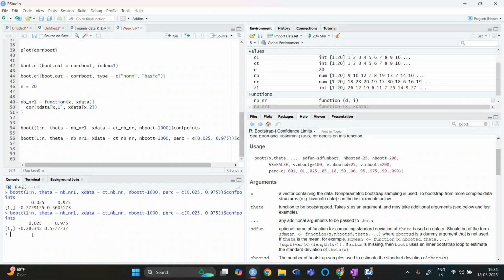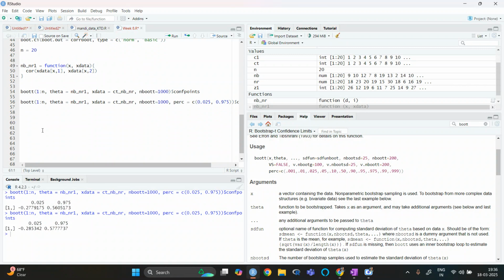So this is the difference between all the other methods and this one. Now the next one is the coefficient of variation. So we have found our mean, the biasness, the standard deviation, and the confidence interval. The next one is the coefficient of variation.